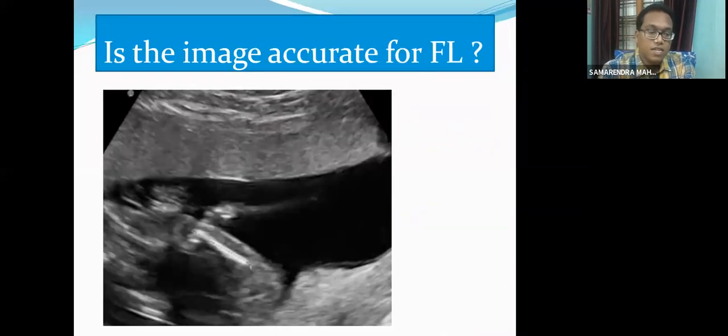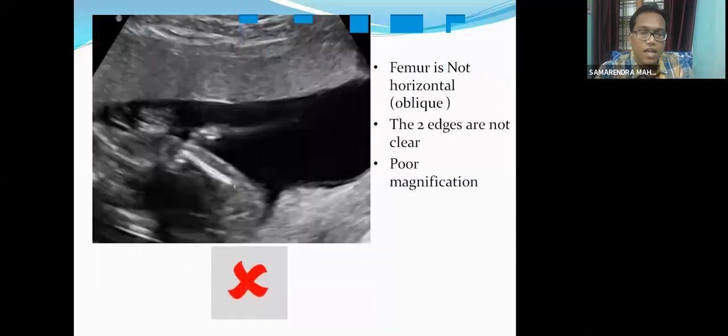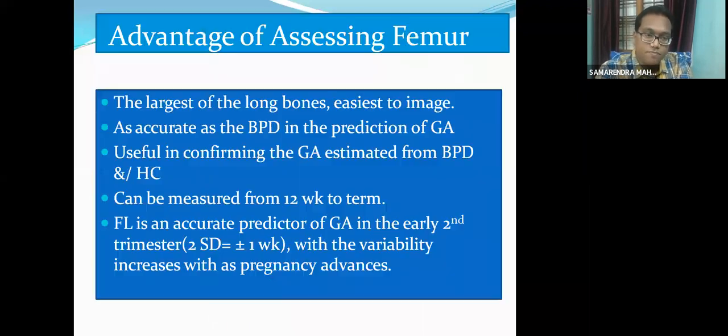And the question is, is this image accurate for femur length measurement? And the answer to this is a big no. The reason is that the plane of section is not properly taken. The femur is first of all not horizontal. It is making an angle of approximately 45 degrees to horizontal. Both the edges are not that clear, and the magnification is also so poor. So we should avoid this sort of estimation even in routine practice.